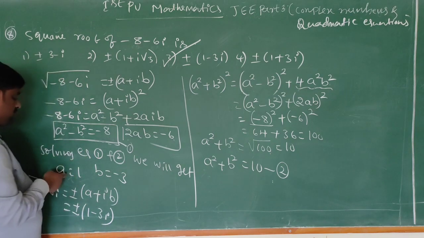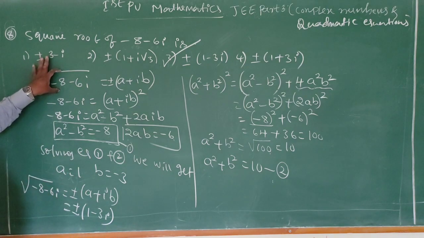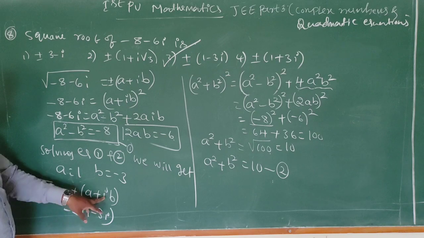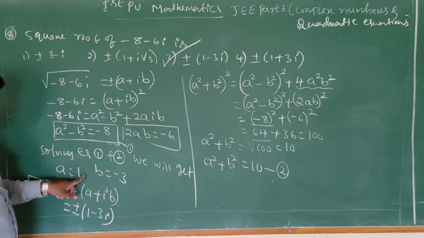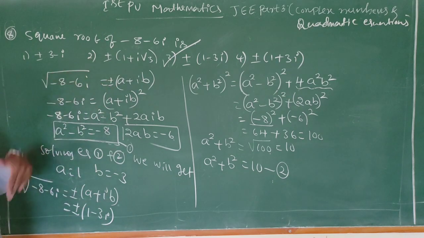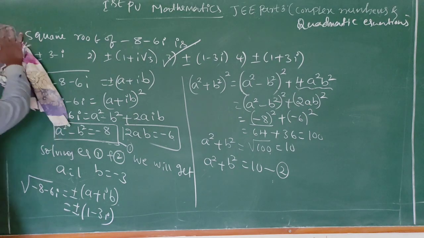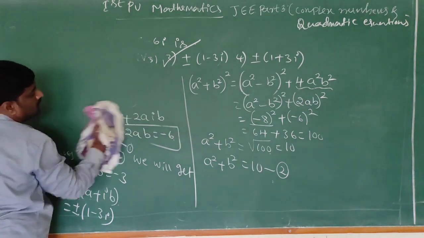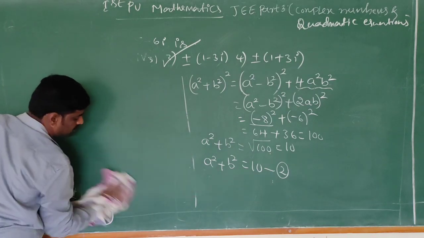Okay. So now, square root of this number can be written as what? Plus or minus a plus ib. What is a? 1. What is b? Minus 3. Plus or minus 1 minus 3i. That is the third option. Next question.